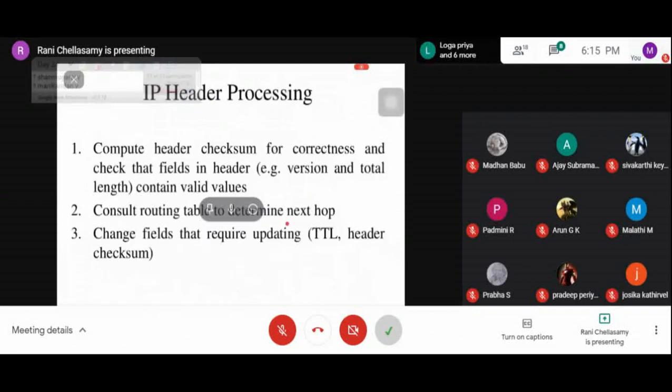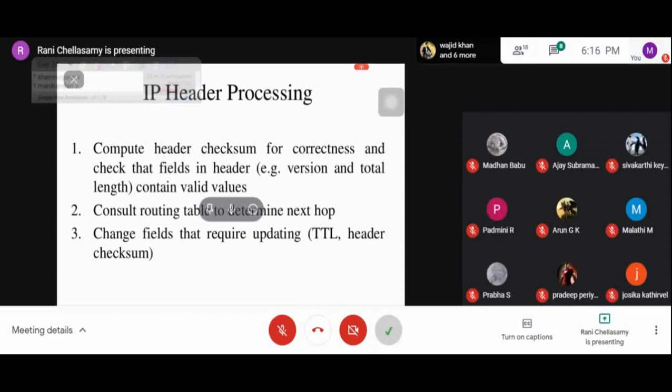The header processing is depicted in 3 steps. First, it will compute the header checksum for correctness and check the fields in the header. That is, it will check the version and total length, whether they contain the correct values or not. In this way the checksum works. For each and every field, the values given in the particular field will be checked with the checksum. That is the purpose of the checksum in the IP header.